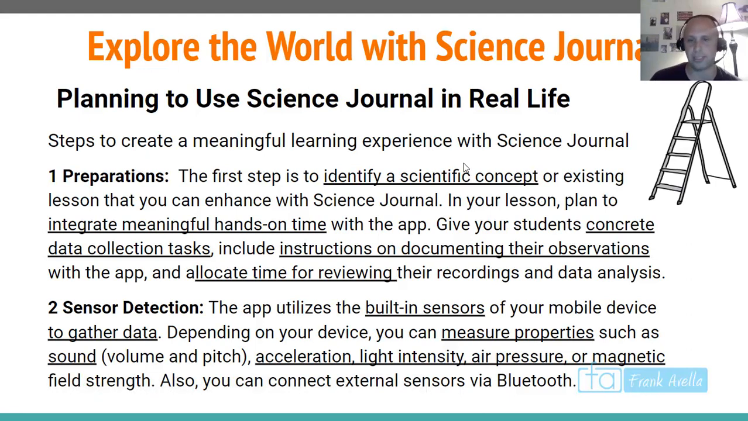Sensor detection. The app utilizes built-in sensors in your mobile device to gather data. So inside the phone or the tablet or the Android or whatever it is, they have built-in sensors, and depending on your device, you can measure properties such as sound, acceleration, light intensity, air pressure, magnetic field strength. All stuff we know related to what? Science. And you could connect to external sensors via Bluetooth.